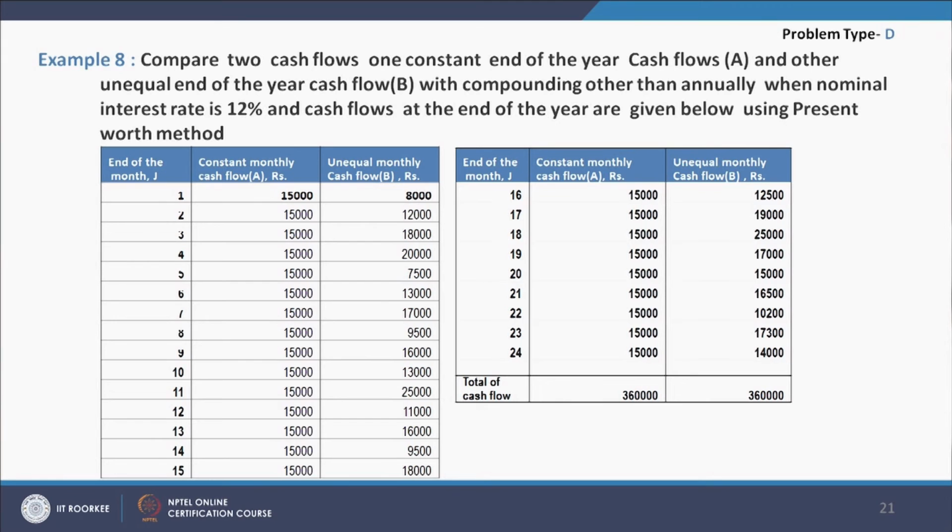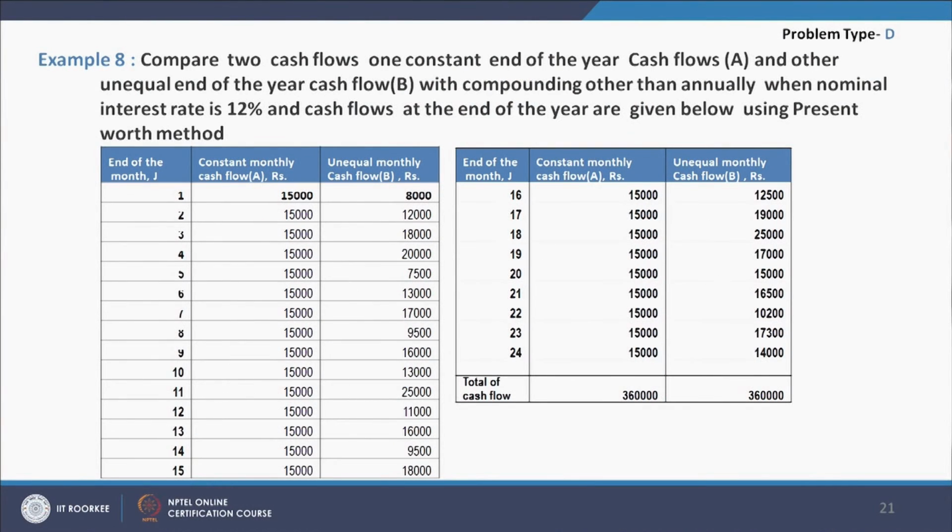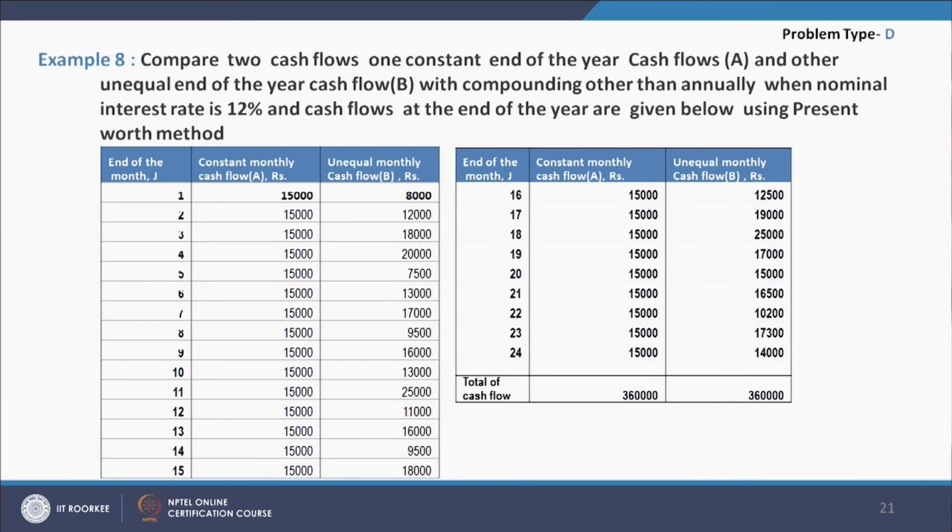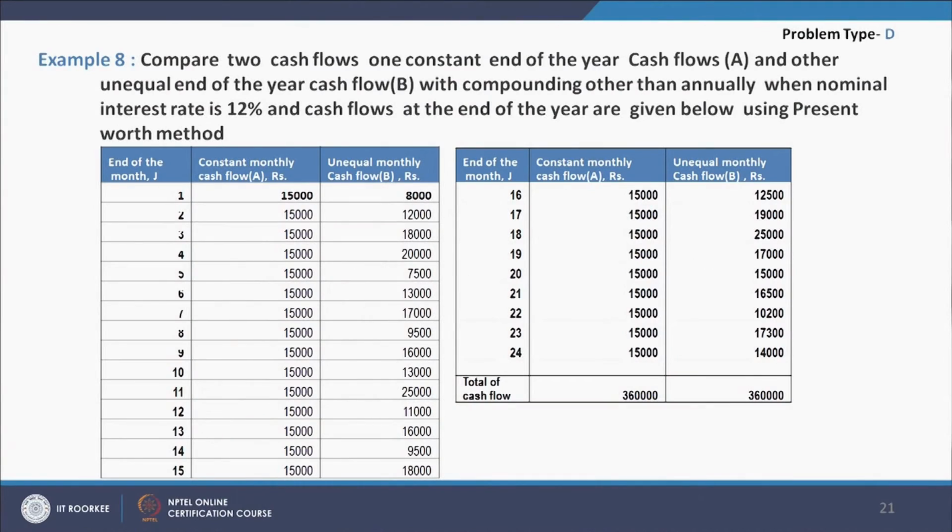Now, take another problem. Compare two cash flows, one constant end of the year cash flow A and the other unequal end of the year cash flow B, with compounding other than annually, when the nominal interest rate is 12% and the cash flow at the end of the year is given below, using the present worth factor. The summation of both the cash flows is 3,60,000. Though the summation of both the cash flows is 3,60,000, their present worth will be different. So, we will see that.